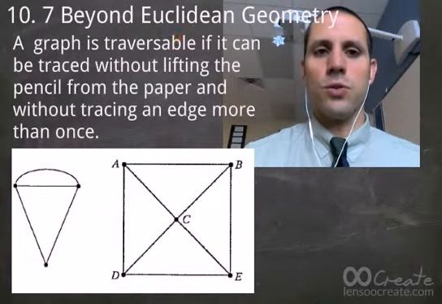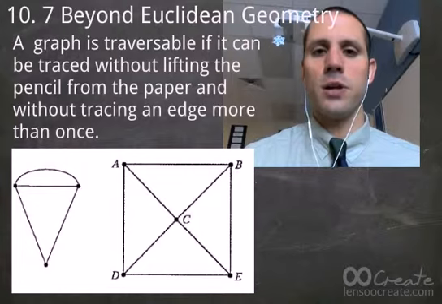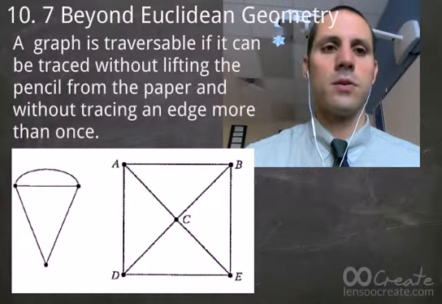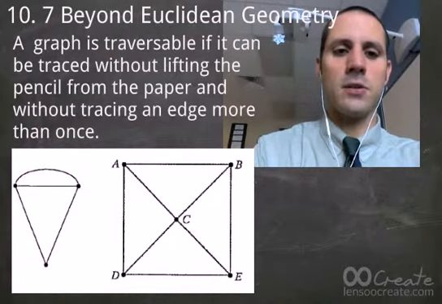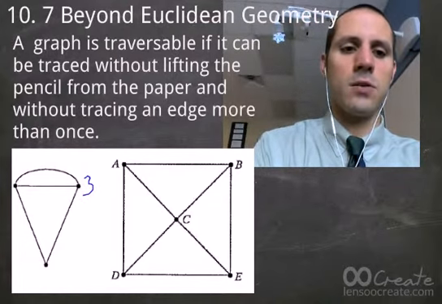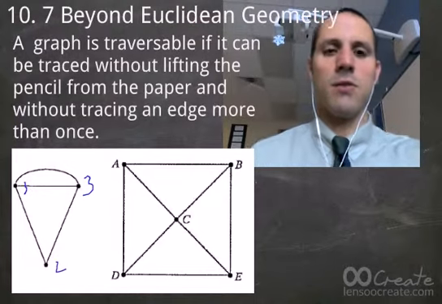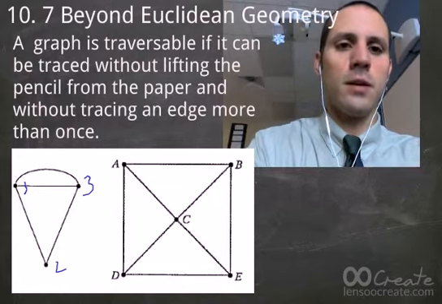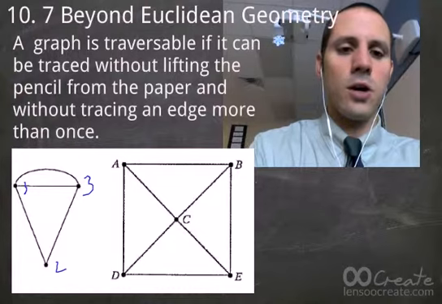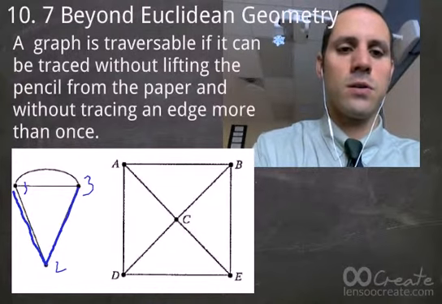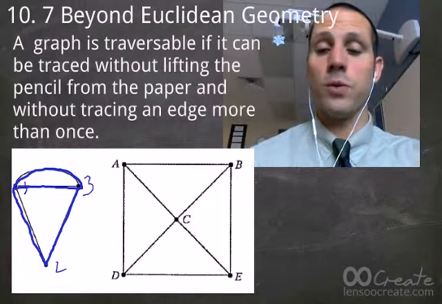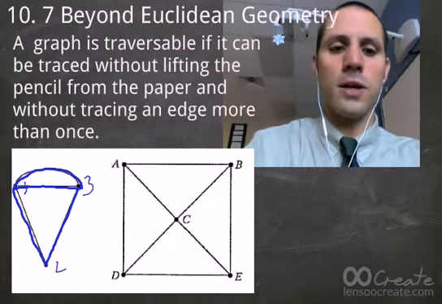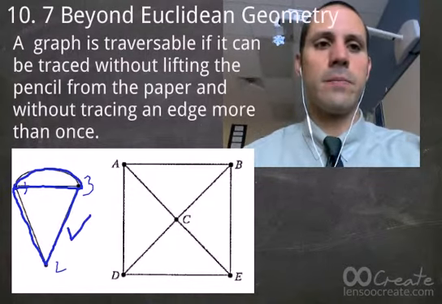So again, traversable is, can you draw it or trace it without lifting your pencil and without tracing an edge more than once. All right, our first drawing has an odd vertex and an even vertex. So from our rules, we can start at either one of the odd vertexes and draw our graph. We can make the whole graph without retracing anything, therefore it is traversable.